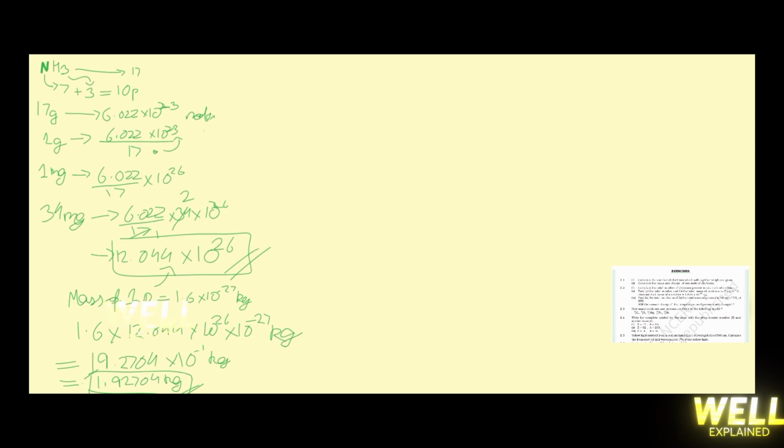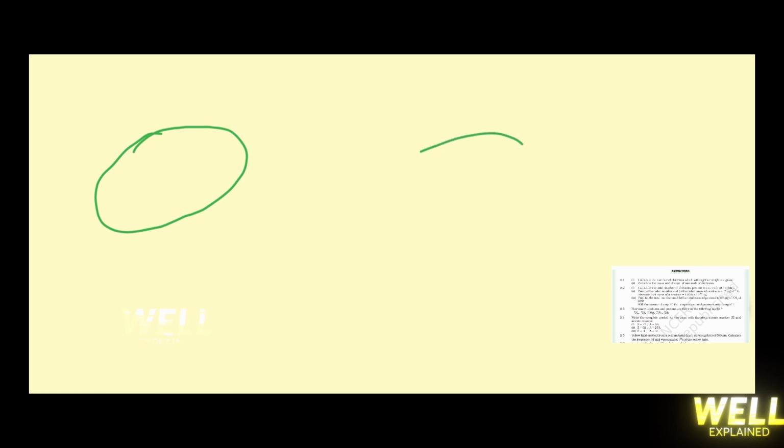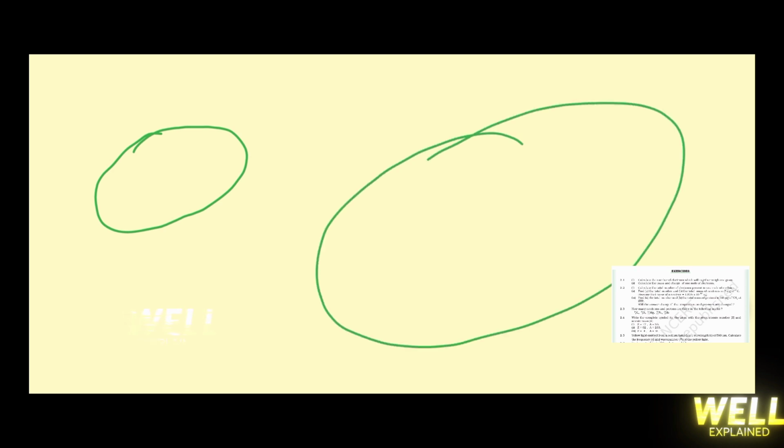Okay, let's see. The total number and total mass of protons in 34 milligram of ammonia. See, ammonia is a gas. Let it occupy this much volume at STP and this much volume at any other pressure. But in the question it has been mentioned total number and total mass of 34 milligram of ammonia.